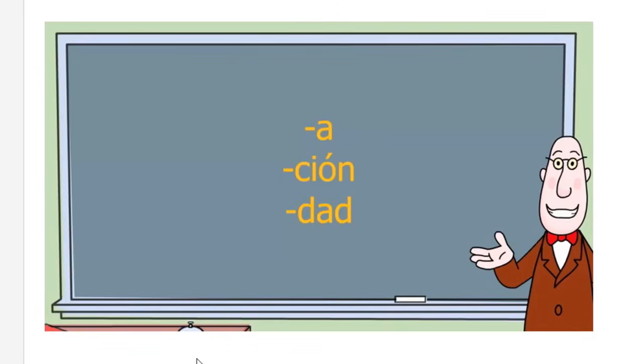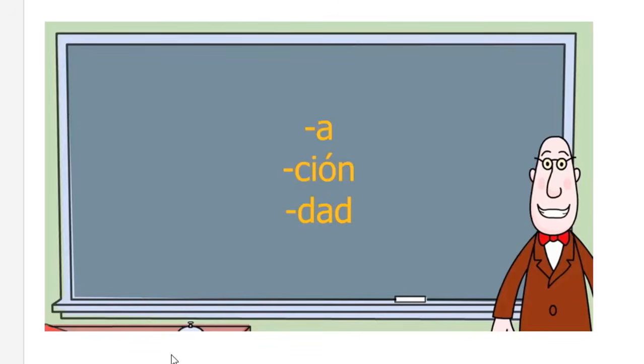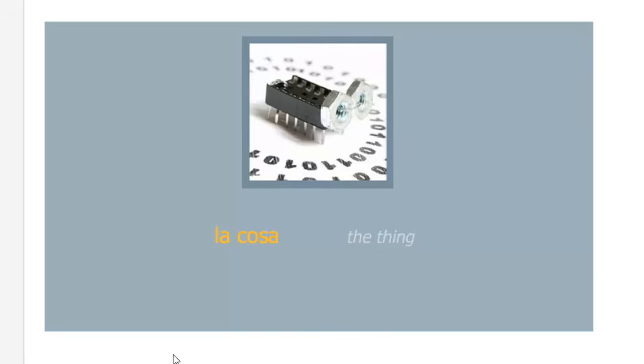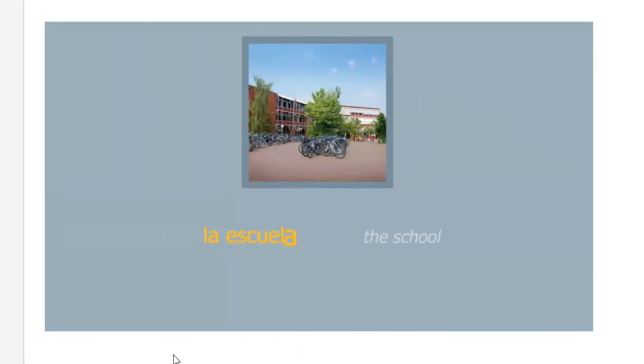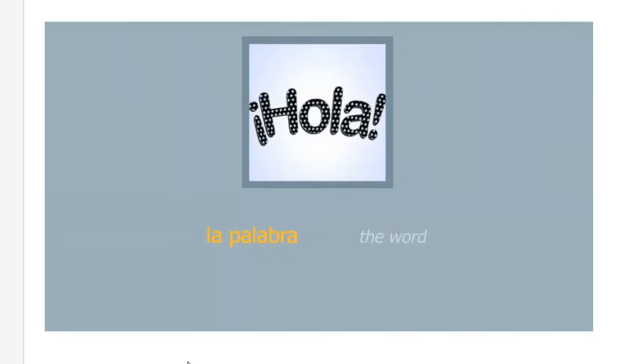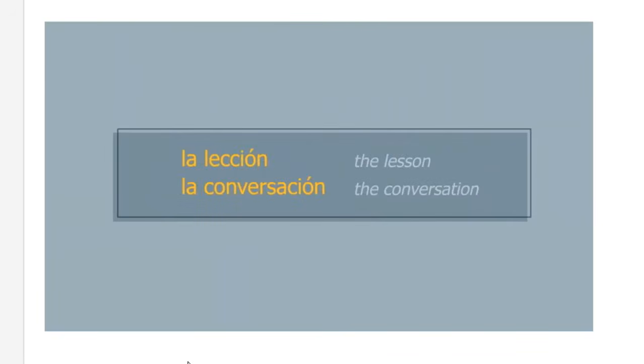Nouns ending in A, CION, or DAD are usually feminine. La computadora, la cosa, la escuela, la maleta, la palabra, la lección, la conversación, la nacionalidad, la comunidad.